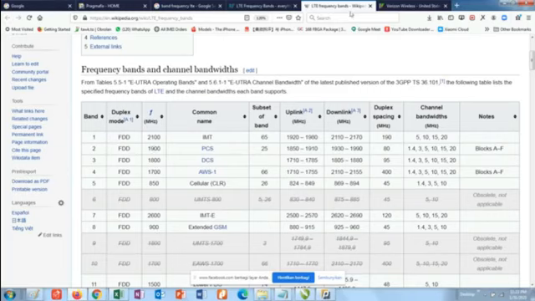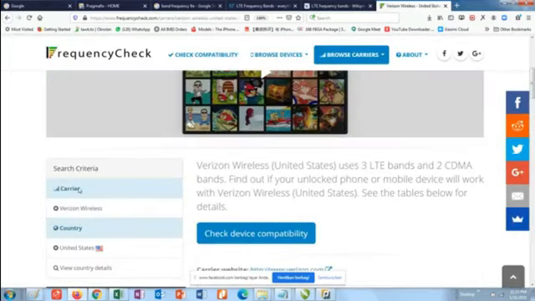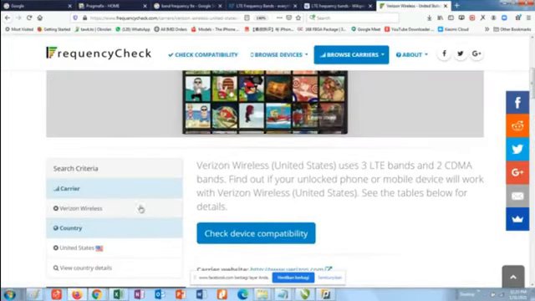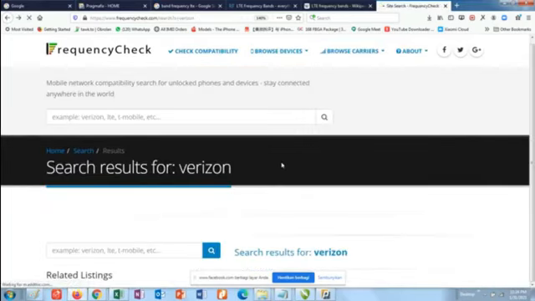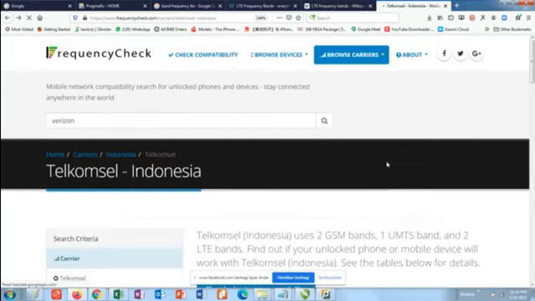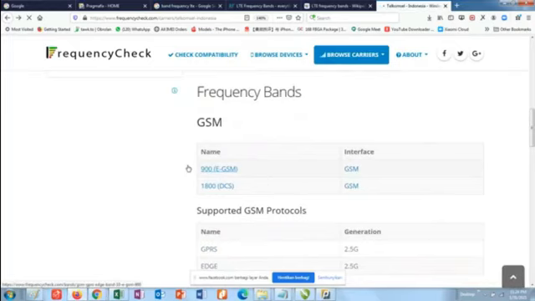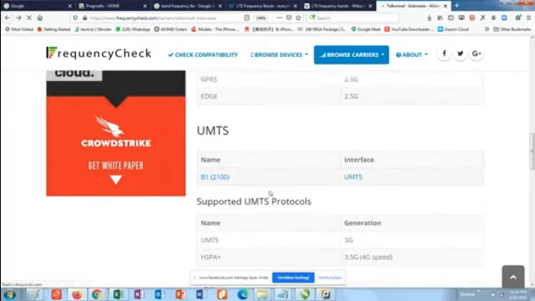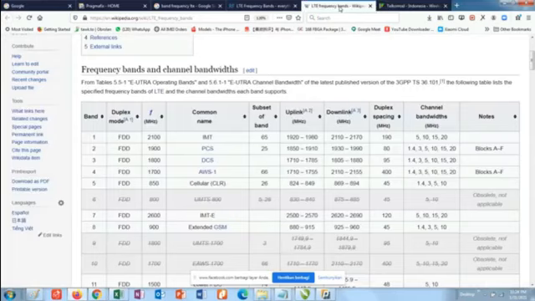So band 8 is 900 megahertz, so we can check here again. Last time we discussed Verizon. Verizon Wireless here uses 900 and 1800 for 2G, and for UMTS, or 3G, it uses band 1, 2100. So yes, it is actually the same benchmark.